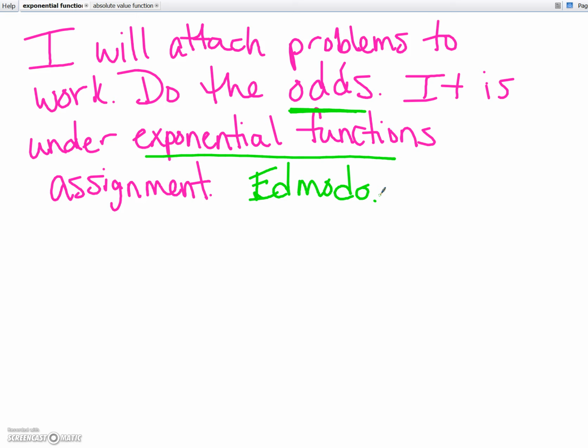Remember, the problems I work together, I want to see in your journal worked out with me. So that will show you how to do it. I will be going into piecewise functions next, so look for that to come soon.